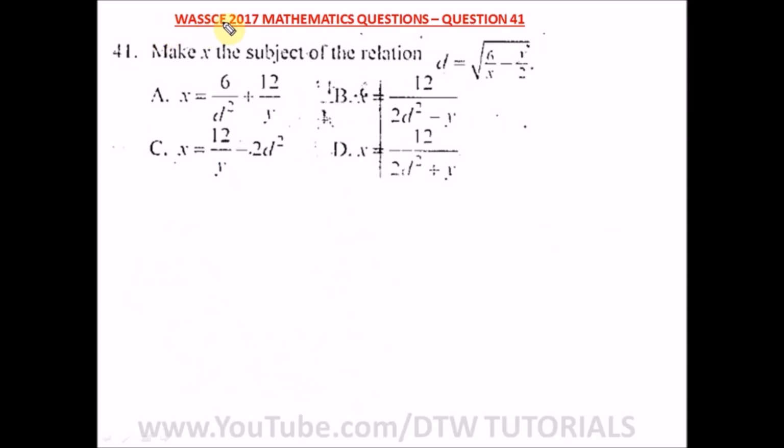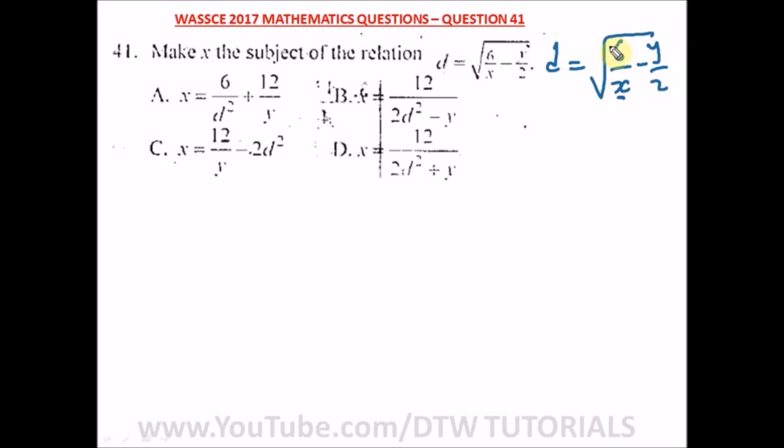Question 41 of our WASSCE 2017 mathematics past question says make x the subject of the relation d is equal to the square root of 6 over x minus y over 2. I apologize for this not being too clear. So we're to make x the subject of the relation, that's making x the subject of formula.